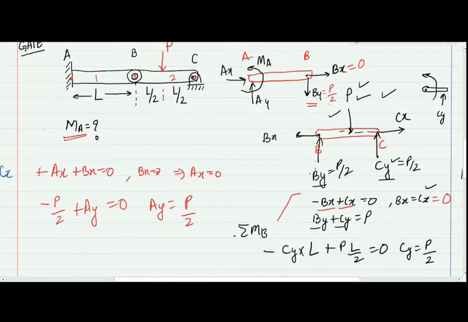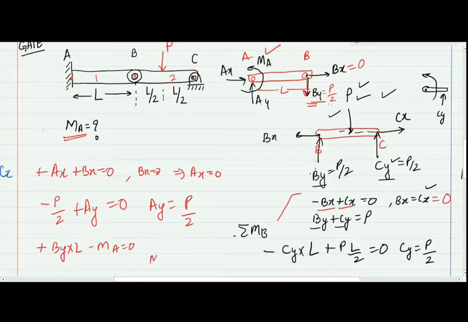And now the moment balance. I can take moment balance here or here. Let's do it for A. So Ax 0, Ay 0, Bx 0, only By into L distance and the Ma. And By is acting downward, so it will give a clockwise sense moment, so this will be positive. So I know that By into L is positive. I have assumed Ma counterclockwise, so I will put minus Ma is equal to 0.